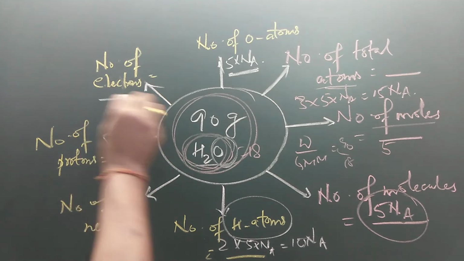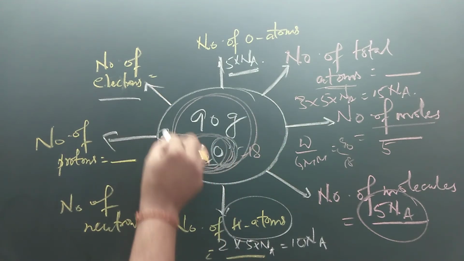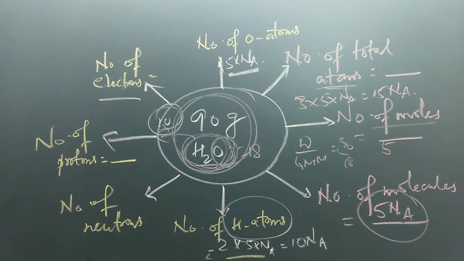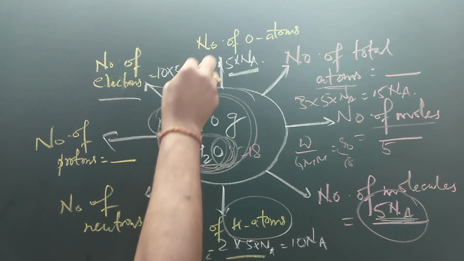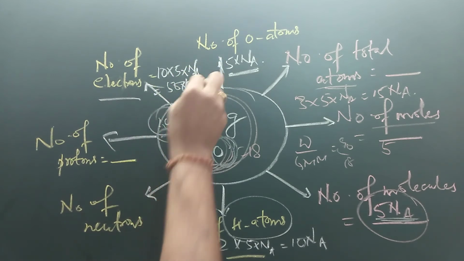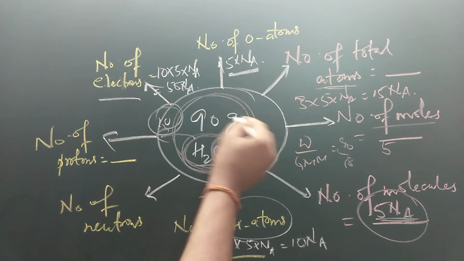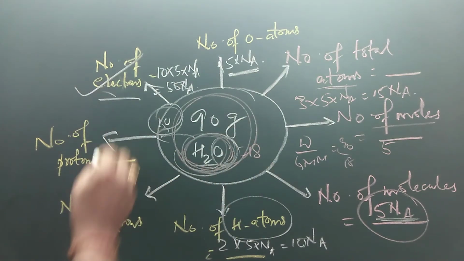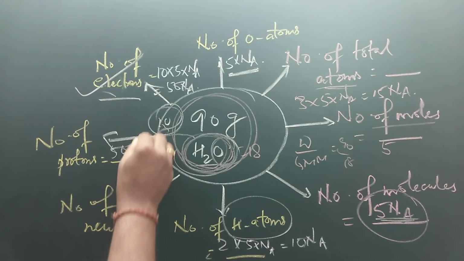Now counting the electrons, 1 molecule of water has 10 electrons. So the total number of molecules is 5 into Na, that means 10 into 5 into Na, that is 50 Na. Now counting the number of protons, as water is neutral, the number of electrons is equal to the number of protons, so it is 50 Na.